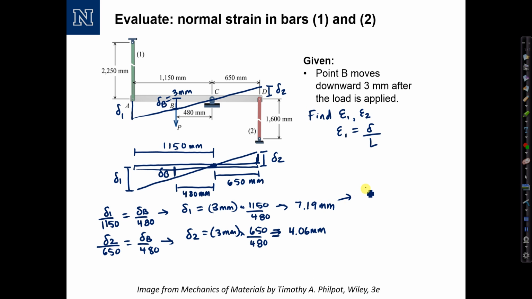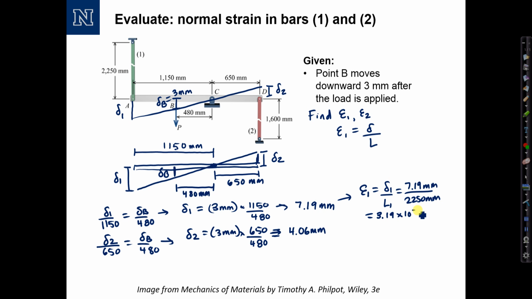Okay, now the next step is to convert those deflections, or elongations, into strain. So let's start out and calculate epsilon 1. Epsilon 1 equals delta 1 over L1 equals 7.19 millimeters. And then the important thing here is the value for L1. A lot of students will get confused when they see these assemblages. Remember, we're calculating strain in bar 1, so we need the length of bar 1, which is 2250 millimeters.